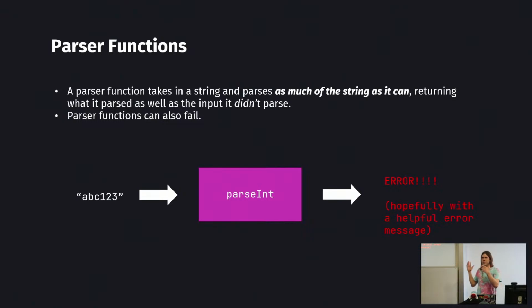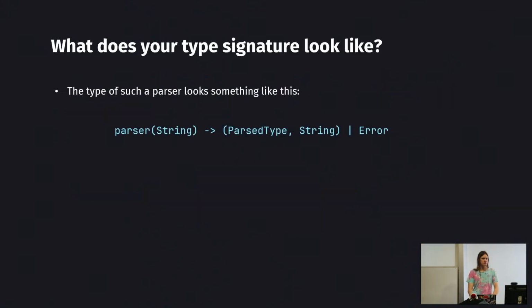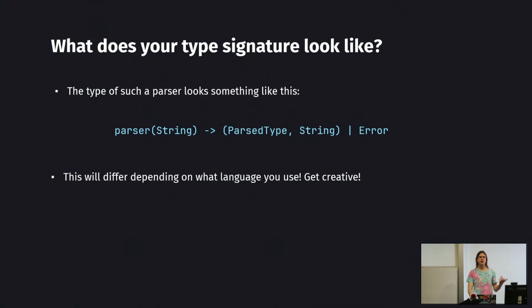So we sort of have the basic structure of our parser functions. We can maybe try to put them together. So this is sort of what I've said the type signature looks like. It's basically just exactly what we said. A parser is a function that takes a string and it returns either a parsed type and then another string, and that other string is the unconsumed input, or it returns an error.